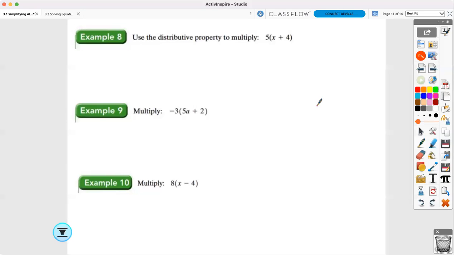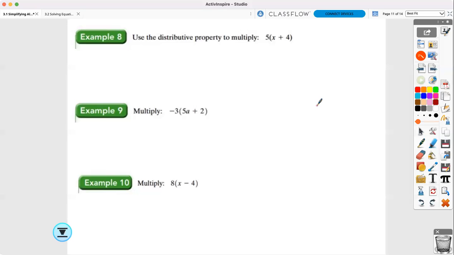YouTube does have videos on the distributive property too, so you can utilize technology as well. Just take advantage of doing whatever you can to understand this topic. I'm giving you a heads up because you will see this a lot. And if you don't distribute correctly, you will make mistakes.